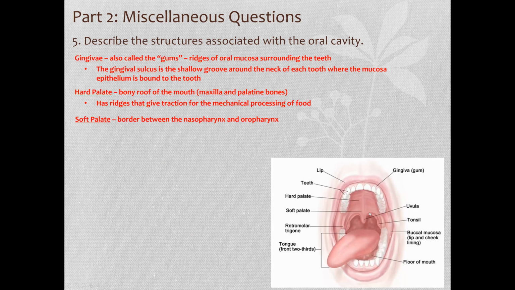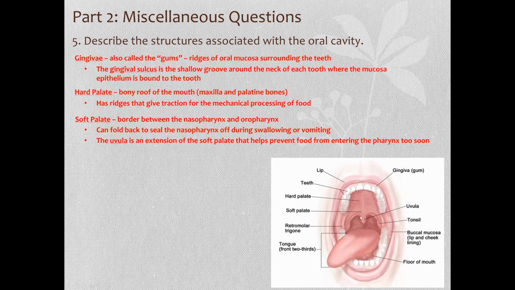The soft palate is at the border between the nasopharynx and oropharynx, so it sits behind the bony portion of the palate. The soft palate can fold back to seal the nasopharynx off during swallowing or vomiting. And the uvula is this little small extension down on the end of the soft palate, which helps to prevent food from entering the pharynx too soon.